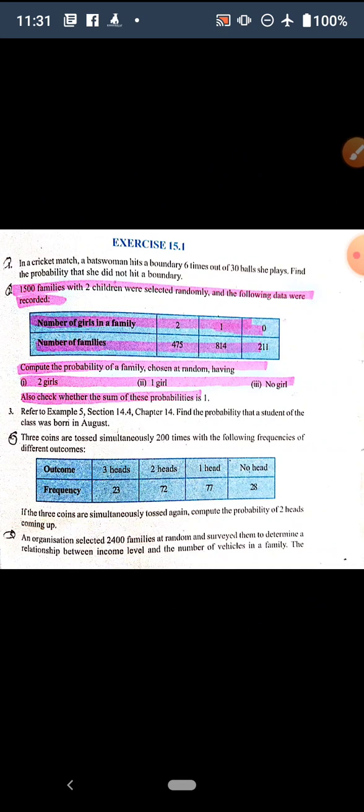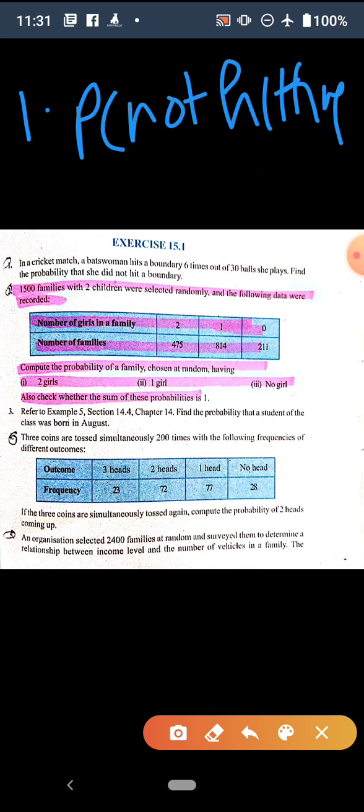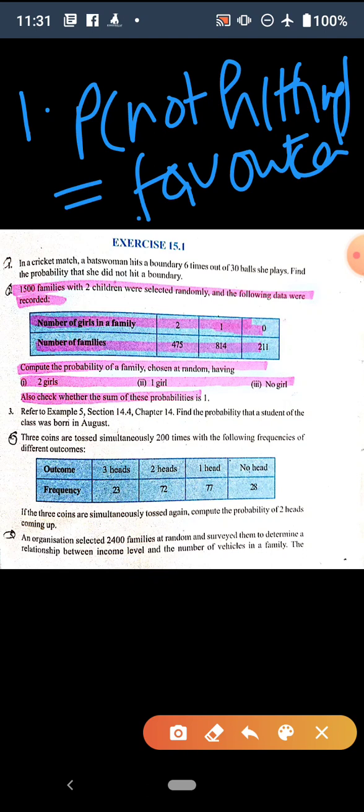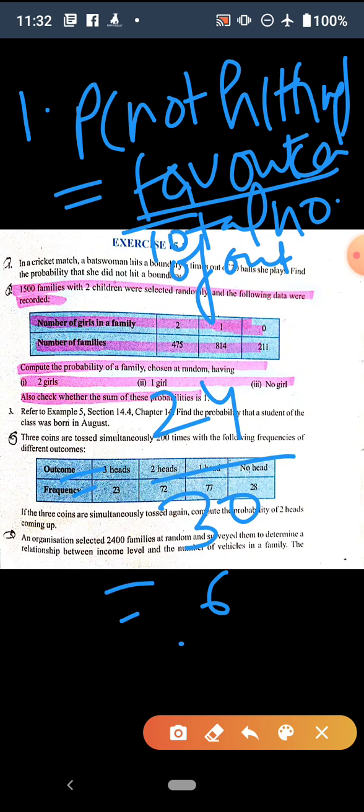In the exercise, a batswoman hits the boundary 6 times out of 30 balls. Find the probability that she did not hit the boundary. So, probability of not hitting the boundary. I have told you the formula: favorable outcomes upon total number of outcomes. So how many favorable outcomes are there out of 30? 6 times she hit, so it means 24 times she did not hit. So 4 sixes are 24, 6 fives are 30. So the answer will be 4 upon 5.